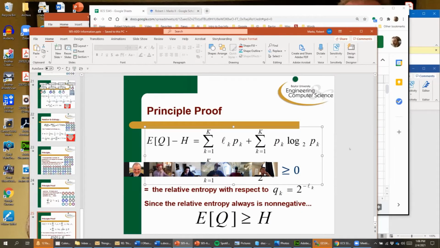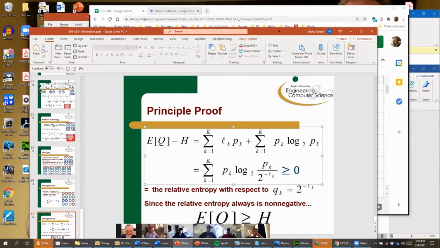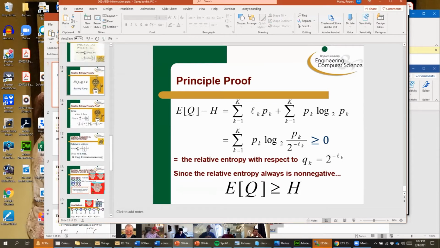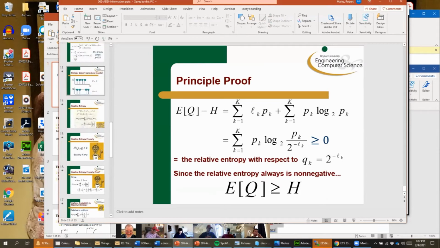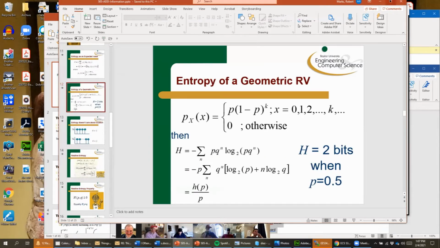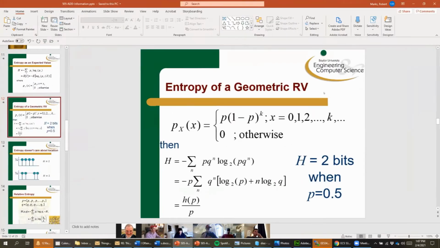Okay, we were talking about information theory. So we're going to go now to the lecture and talk about information theory. And I think we ended with this idea, the entropy of a geometric random variable. And we said that was H_p over p, where H_p was the entropy due to a Bernoulli trial.